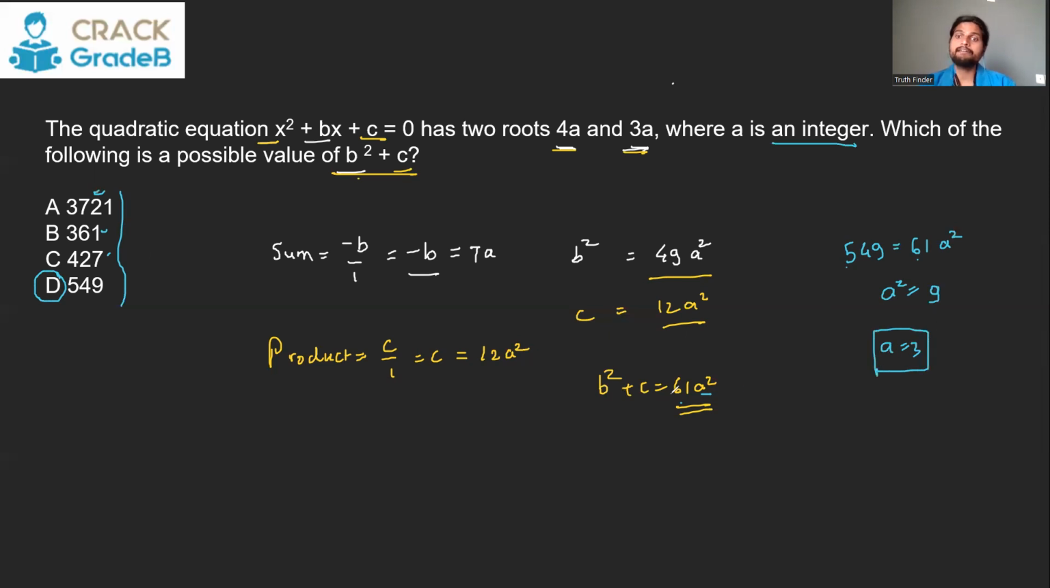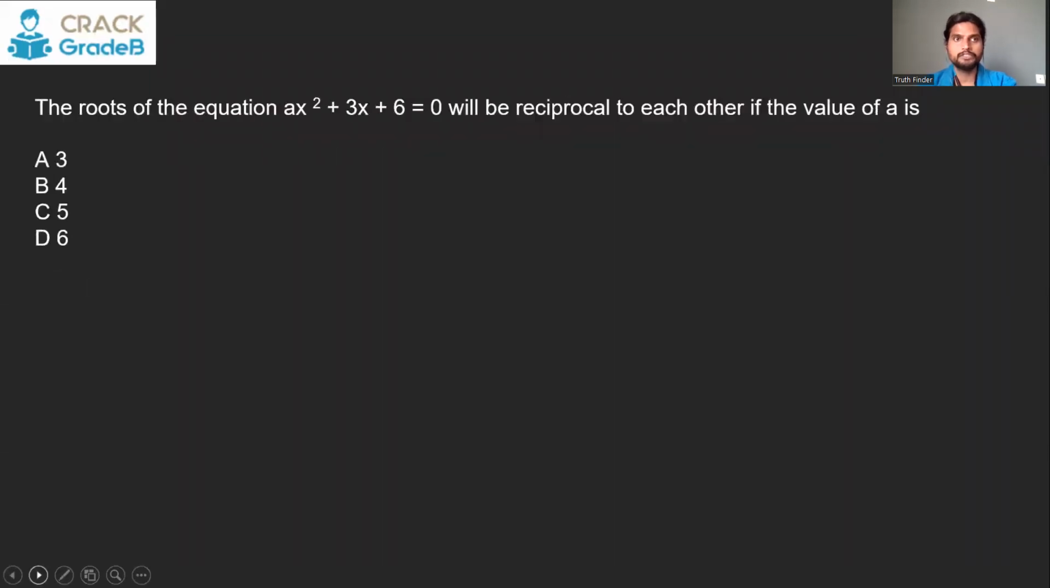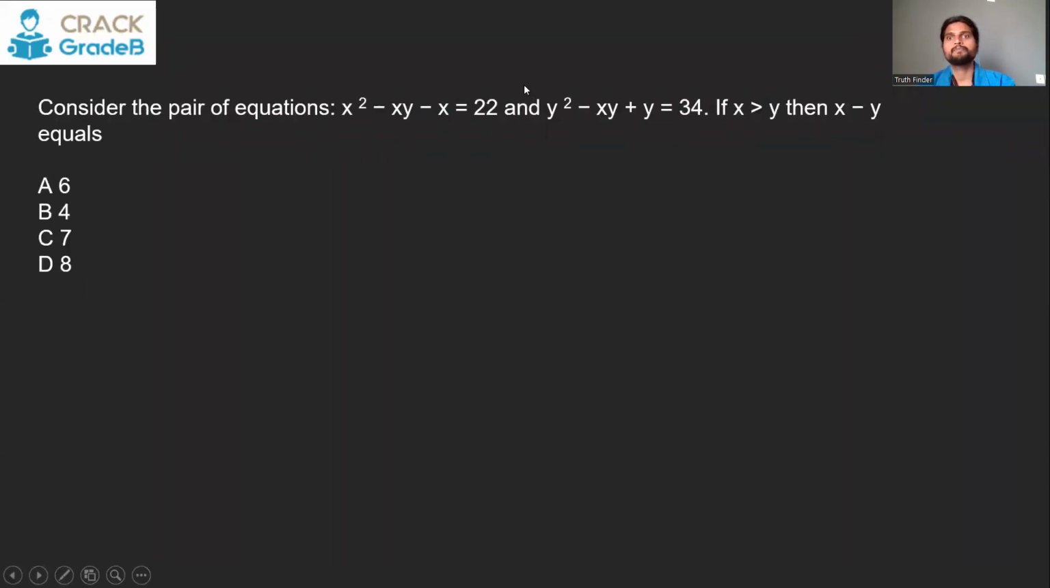So wherever you get a proper integer for a, that only can be the answer because it says a is an integer, right? So try dividing every option by 61 and try calculating the square root of it. If it is not an integer, that is not an answer. Got this? Okay, let's see. I think one last question. No, 2 last questions.